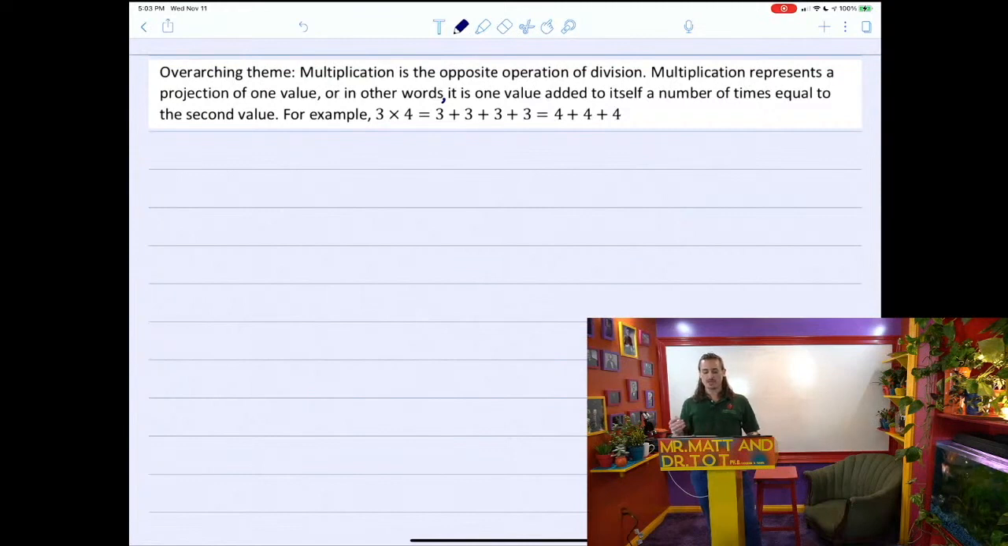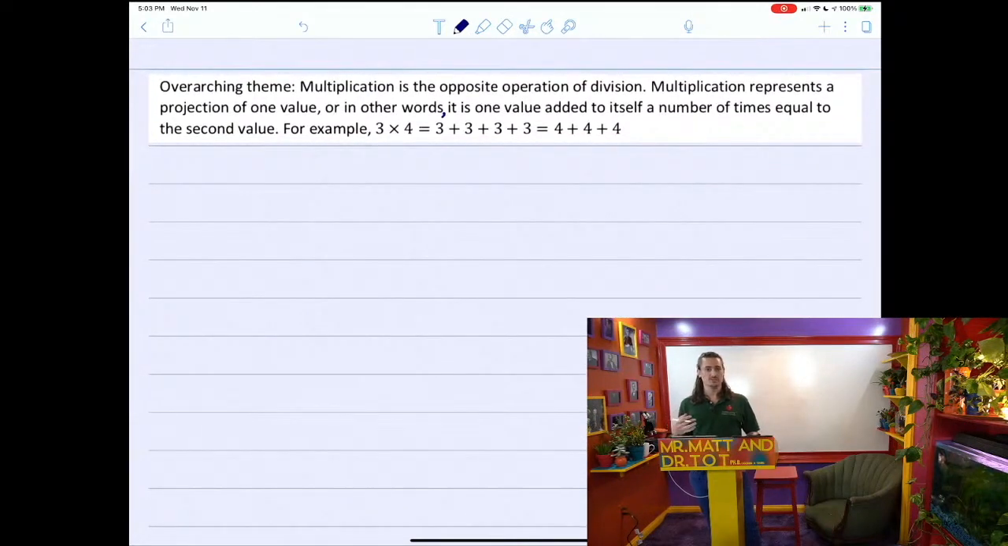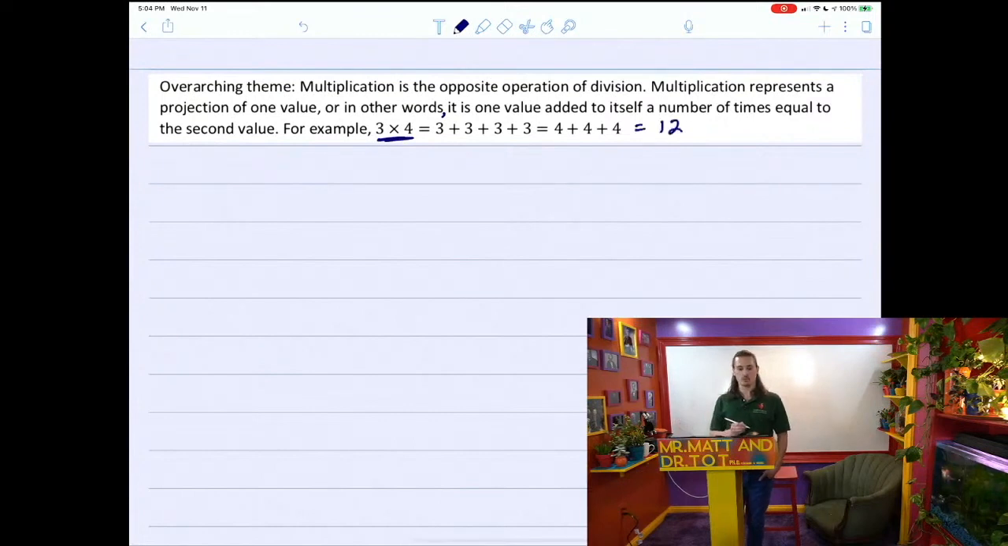So like I said before, 3 times 4 is the same thing as 3 added to itself 4 times. So 3 plus 3 plus 3 plus 3. It can be thought of as 4 added to itself 3 times, like 4 plus 4 plus 4. In either case, 3 plus 3 plus 3 plus 3, or 4 plus 4 plus 4, or 3 times 4 is the exact same thing and will always equal 12. The result of a multiplication statement is called the product.